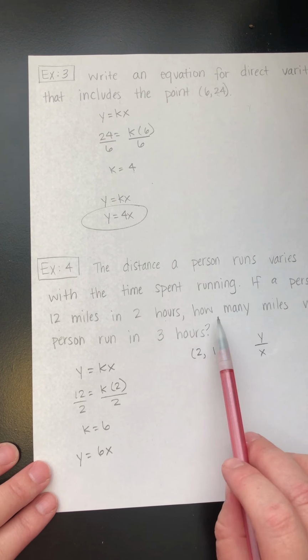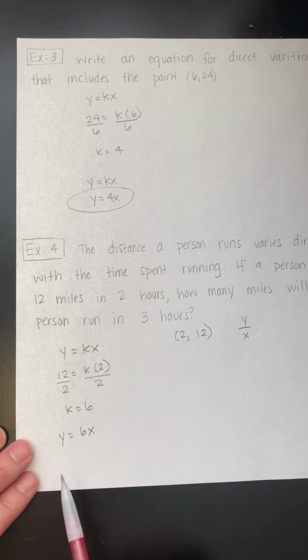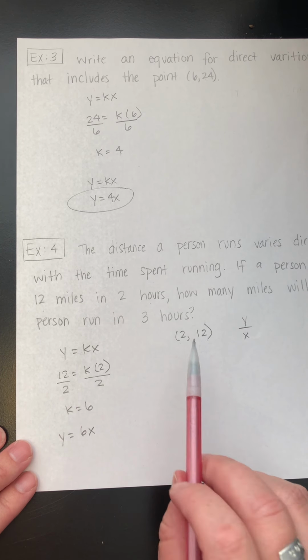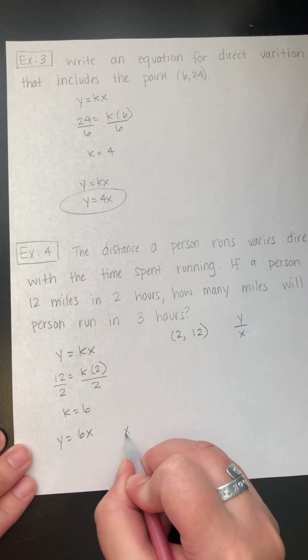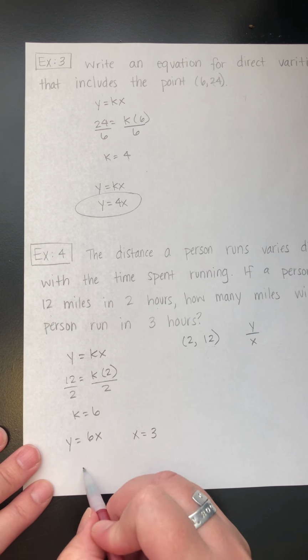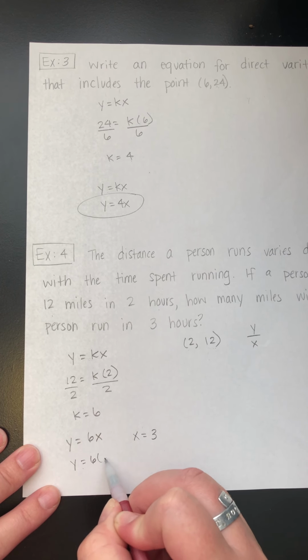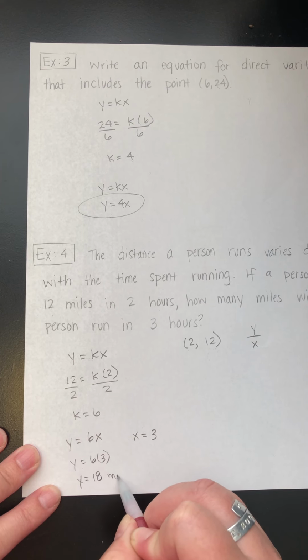And now the last part of the question, it says, how many miles will the person run in 3 hours? Now, hours is x. So now in this case, we have x equals 3. We want to figure out how many miles they're going to run if they run 3 hours. So y equals 6 times 3, which is 18. They'll run 18 miles.